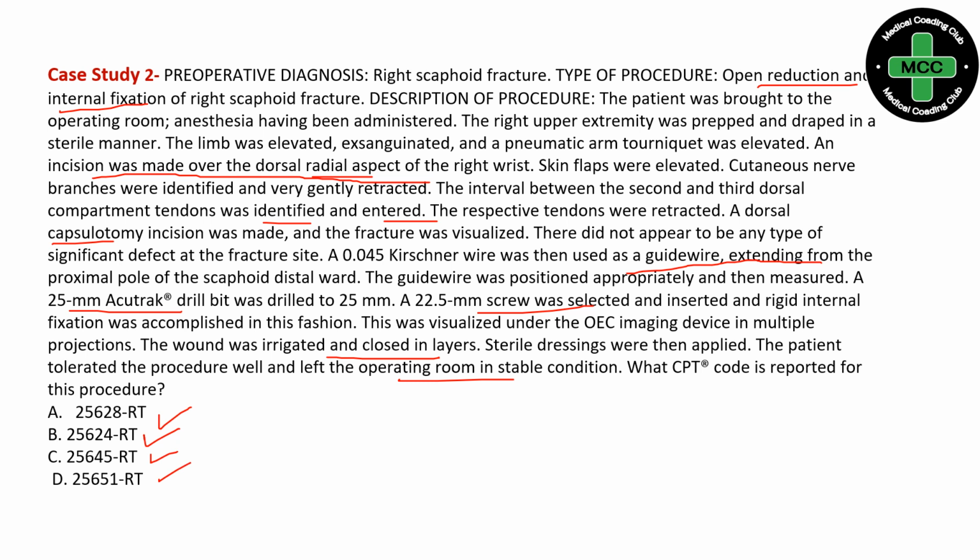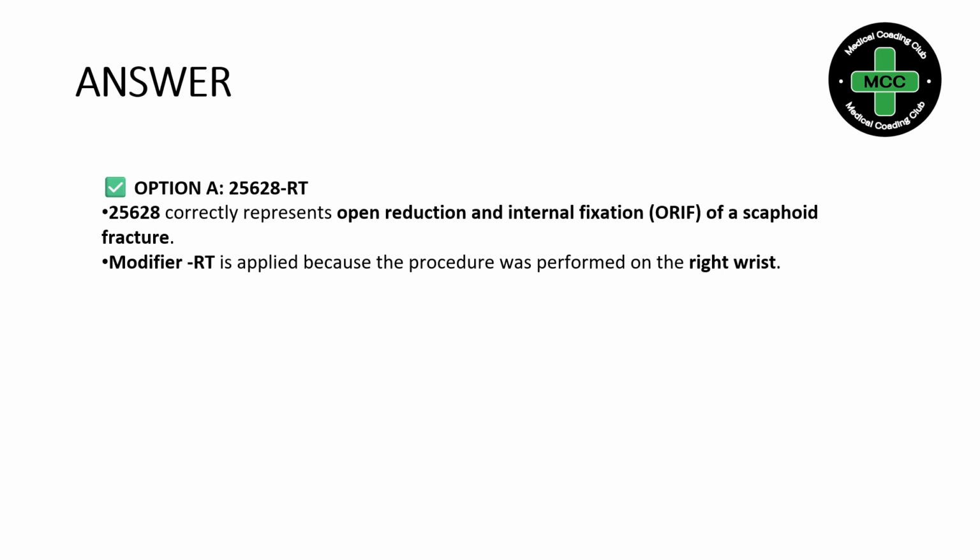So you can just go by the options here. The RT modifier we have used because it's the right side, and if you check the options, you will get option A as correct, because the CPT code description specifically says it's an open reduction and internal fixation procedure. Let's see the answer. Yes, the answer is option A, 25628 with RT modifier. It correctly represents open reduction and internal fixation of scaphoid fracture. I hope it helps.